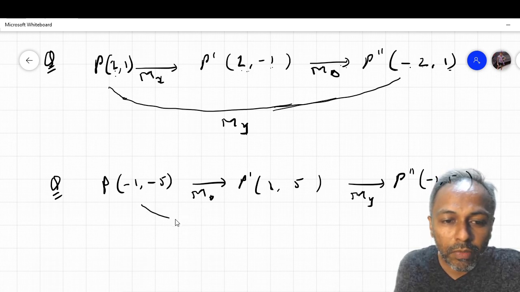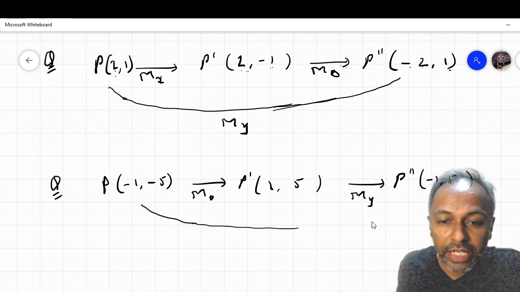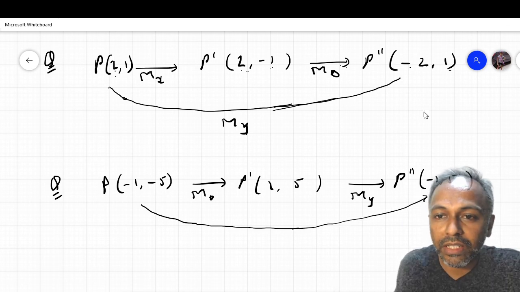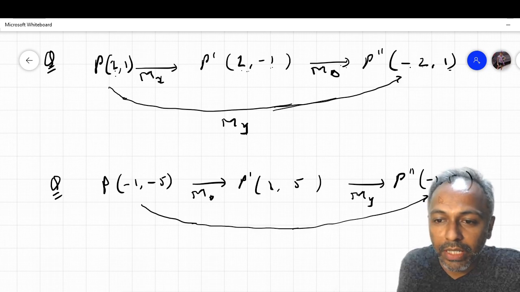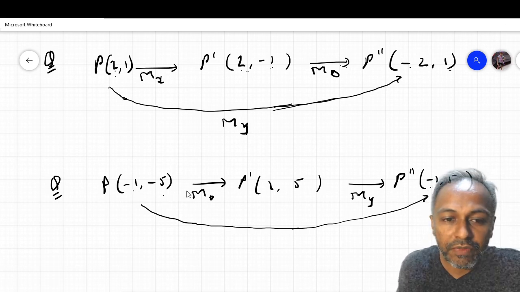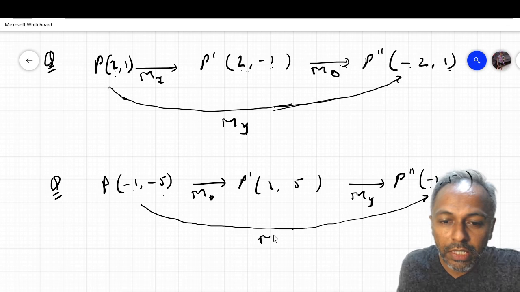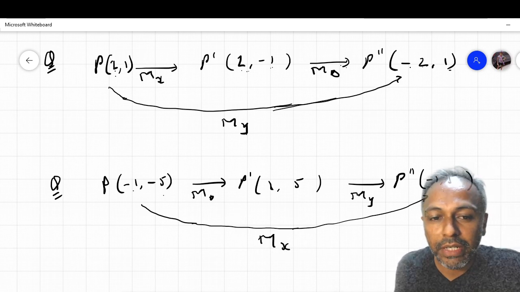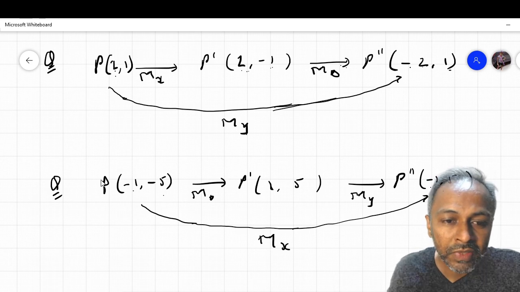If you try to form a pattern or interpretation about the question and the answer that you are getting, then you are finding -1 remains the same, but -5 is becoming 5. So definitely there was a reflection about the x-axis, as the change has happened in the sign of the y coordinate.